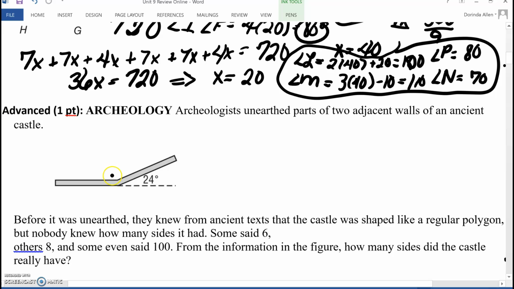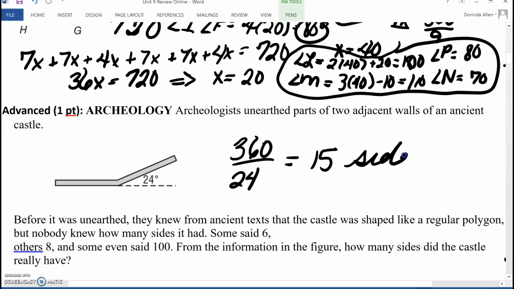So to figure this out, the exterior angle is 24 degrees. I know the exterior angles add to be 360, so if I take 360 divided by 24, I get 15 sides. So this is a 15-sided shape, just based off of that exterior angle.